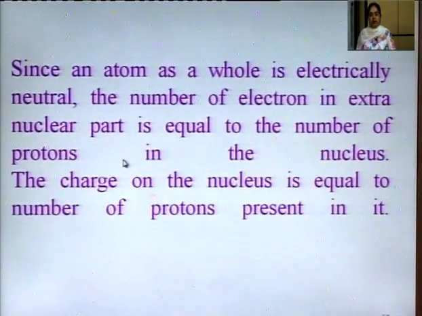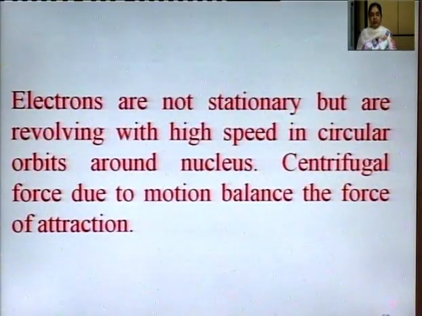The charge on the nucleus is equal to the number of protons present in it. Electrons are not stationary but are revolving with high speed in circular orbits around the nucleus. Centrifugal force due to motion balances the force of attraction.